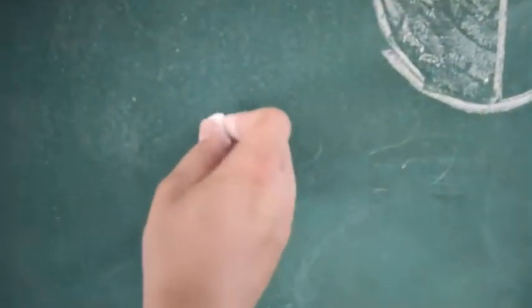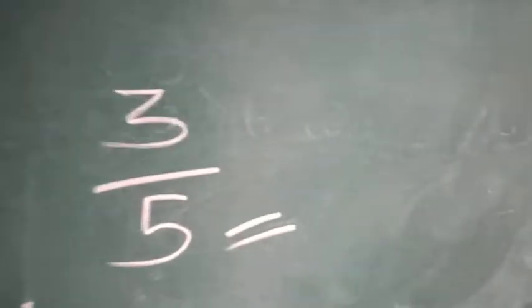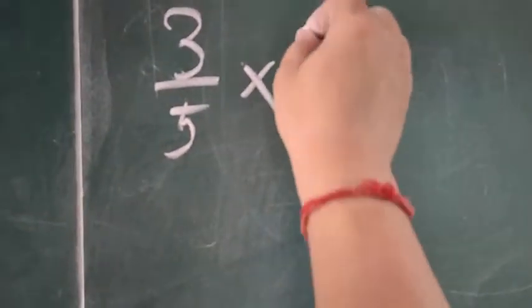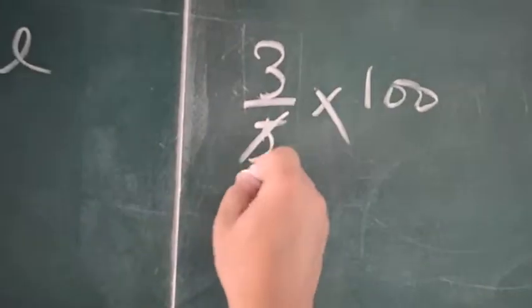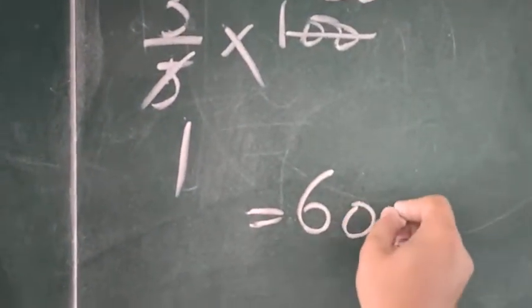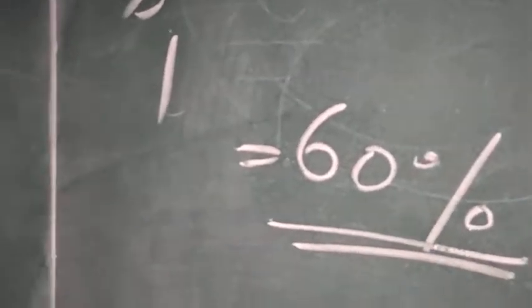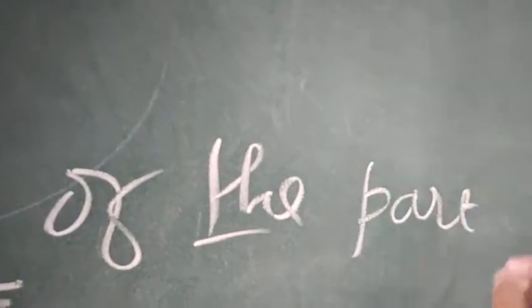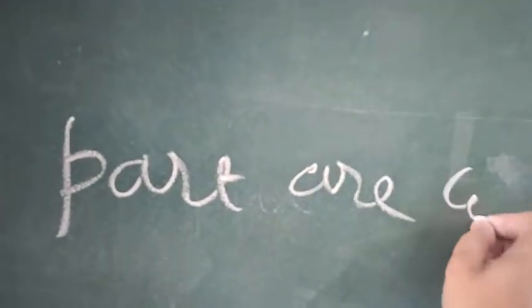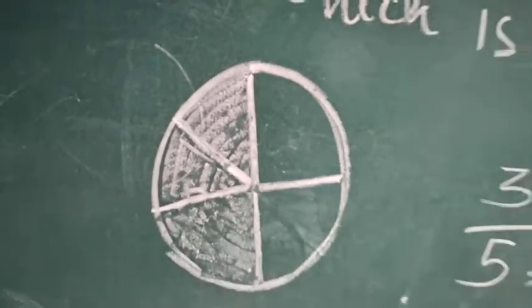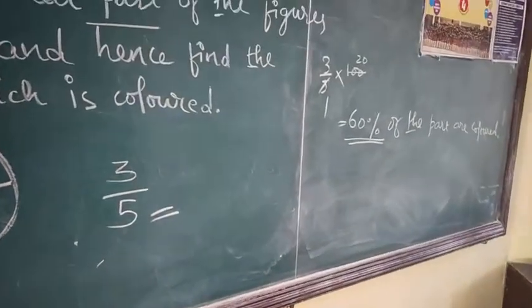So any number, whenever it has to be converted into percentage, let me write on the other side of the board. Whenever you have to convert any number into percentage, you have to multiply with 100. Yes? The 5 ones are 5, 5 20s is 100. Now 3 into 20 is 60%. So 60% of the part are colored, isn't it? I hope till now how to find the percentage, how to find the part, it is cleared. So you will do in such a manner.